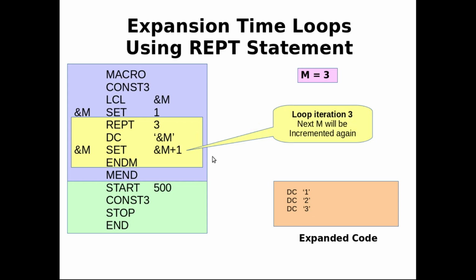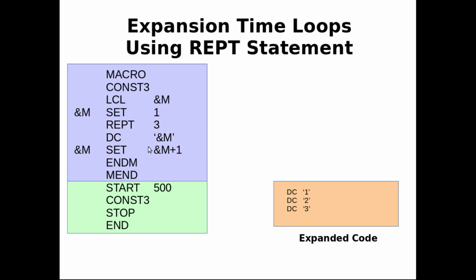After that, we increment the expansion time variable by 1, so it becomes 4, and since we have repeated the loop 3 times, we will exit the loop, and then we will process the macro end statement, and that would be the end of the macro expansion.